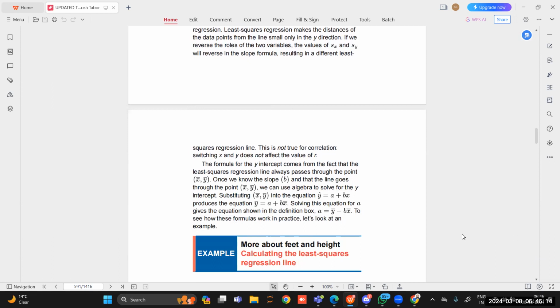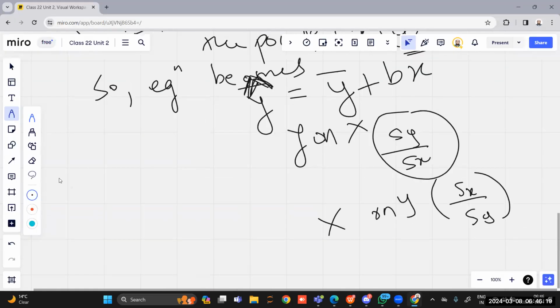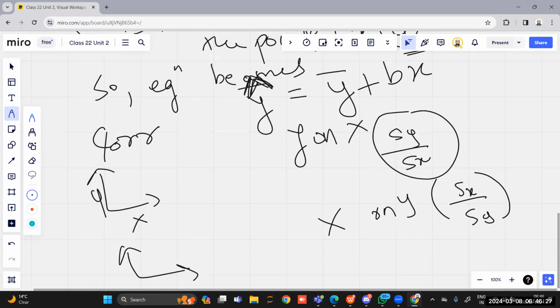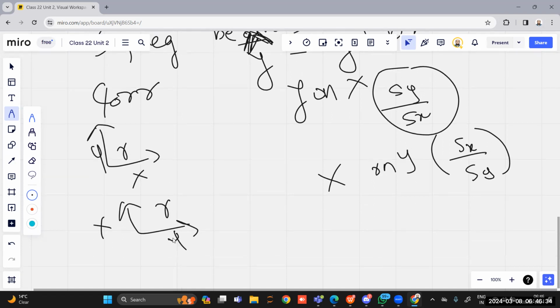This is not true for correlation. When we were calculating correlation, I told you that whether you calculate the correlation of xy or yx, r remains the same. Yes or no? Yeah. But the slope will be affected depending on whether we are looking at the regression line of y on x or x on y.